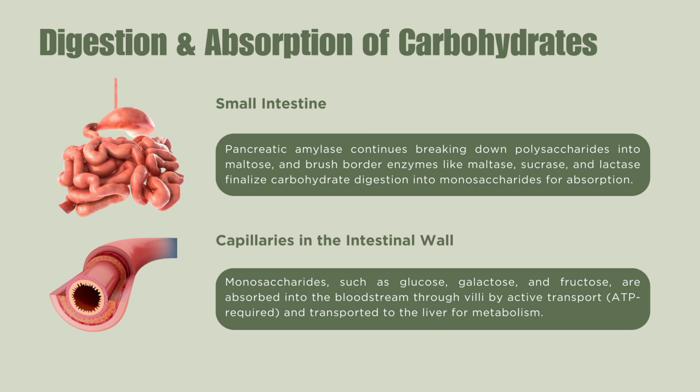In the liver, fructose and galactose are converted into glucose, which becomes the body's primary energy source. The glucose is then distributed throughout the body or stored as glycogen in the liver and muscles for later use.